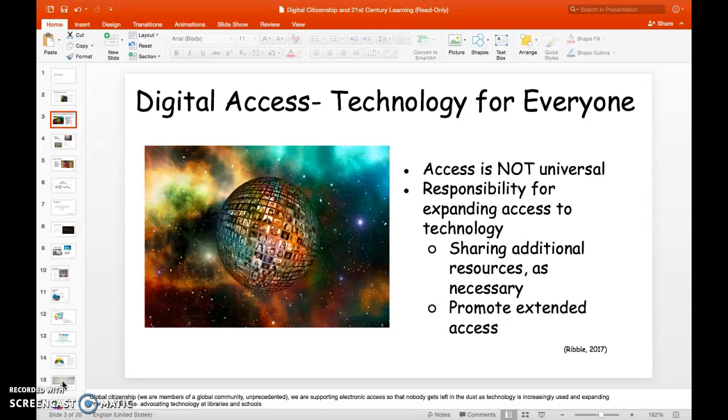What that means is that if a person is not able to get the same resources that you have or is not able to access them, it's important that we share those resources so that they are able to learn on the same level that we are trying to teach them. Also to promote extended access. You can't do as much if you're not Bill Gates, but you can always promote or advocate for technology at libraries and schools so that more people have access to the tools that most of us are using daily.